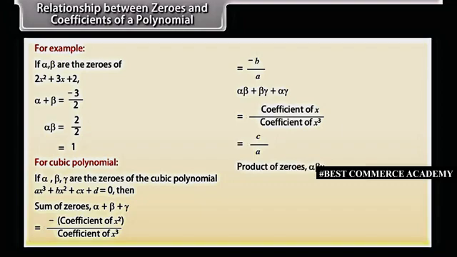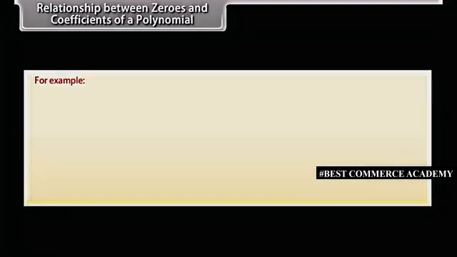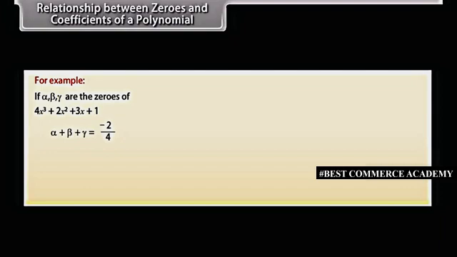Product of zeros, alpha beta gamma, is equal to minus constant term upon coefficient of x cube, which equals -d/a. For example, if alpha, beta, gamma are the zeros of 4x cube + 2x square + 3x + 1, then alpha + beta + gamma = -2/4. Alpha beta + beta gamma + alpha gamma = 3/4. Alpha beta gamma = -1/4.